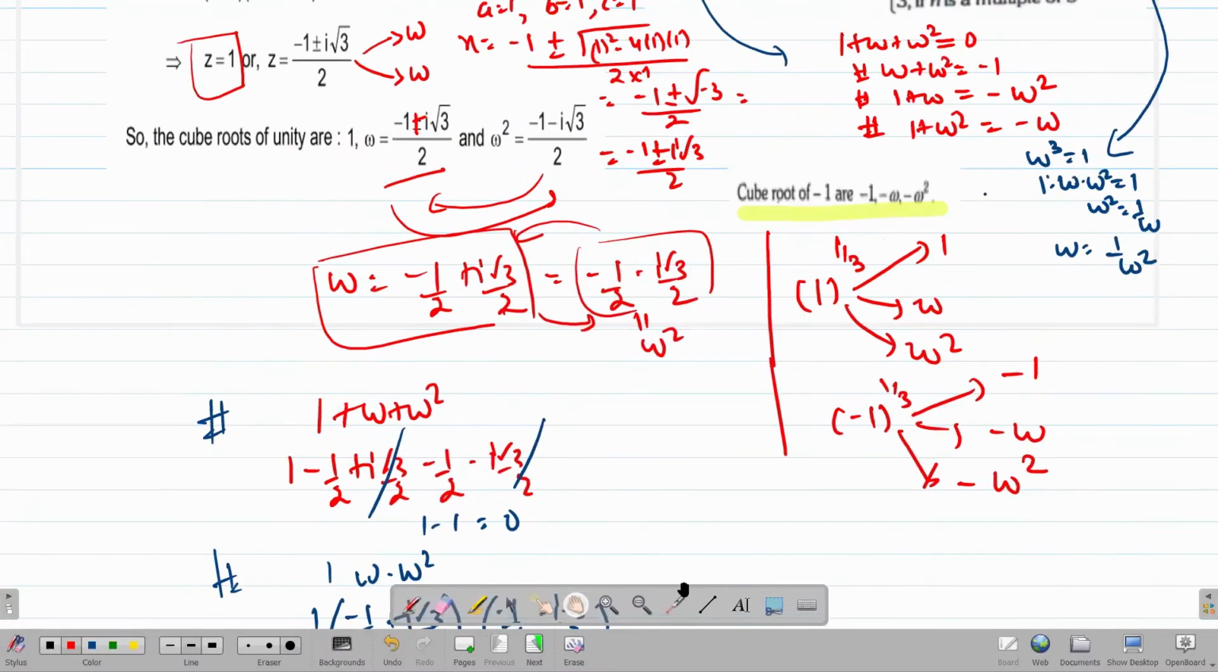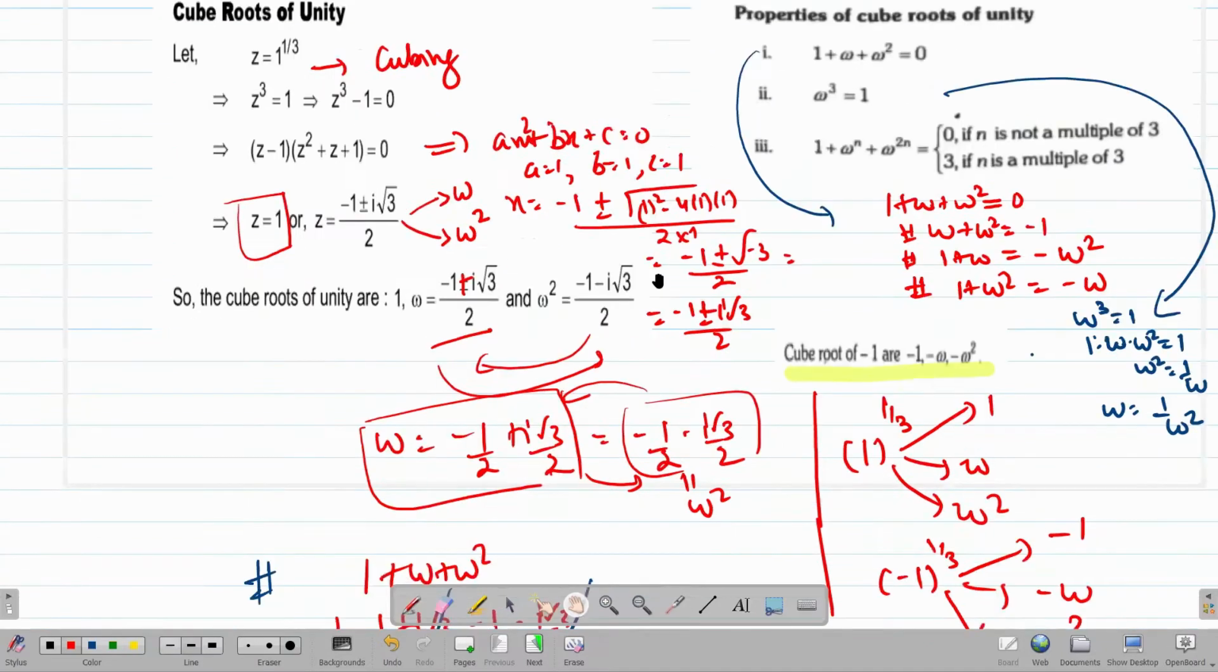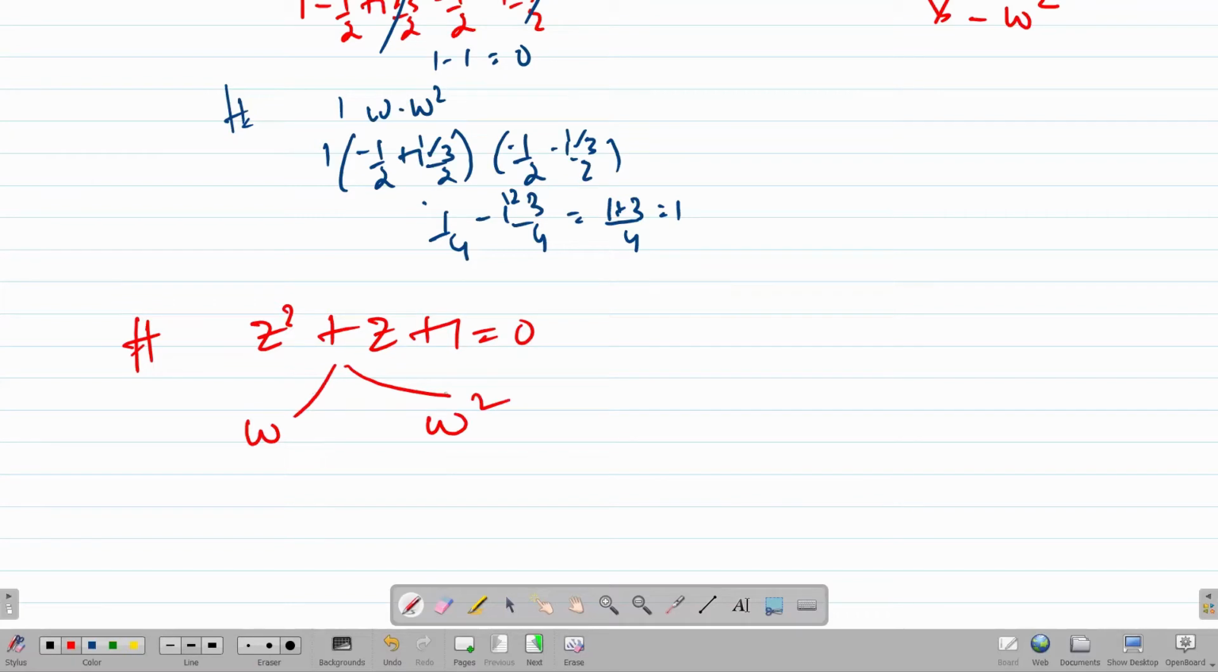What else do we get while solving this? We get the equation z square plus z plus 1 equals 0, and after solving this quadratic equation we obtain these two roots. One is omega, another is omega square. So whenever we get this type of equation, we should always remember that our roots are omega and omega square.